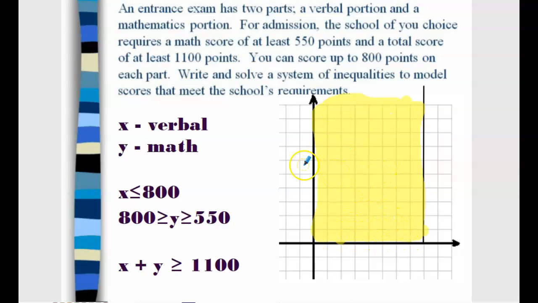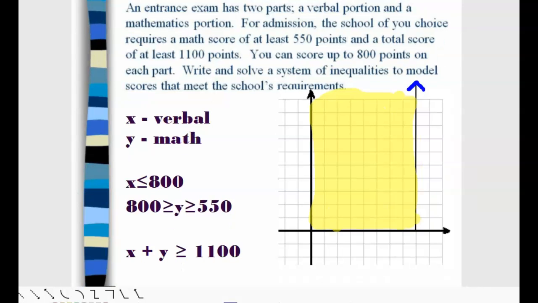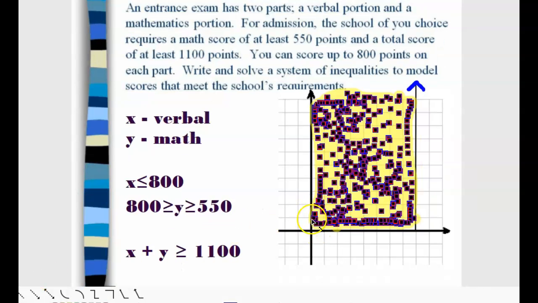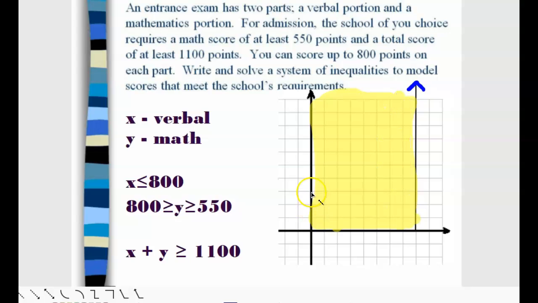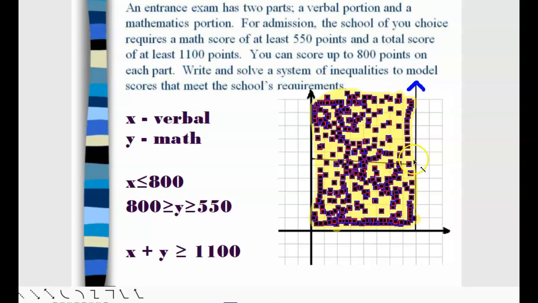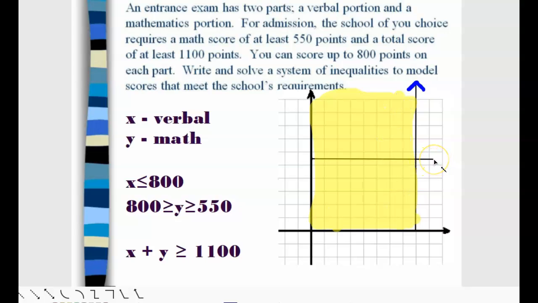Yeah, this just because of the computer programming, it didn't do it. And then my y values have to be between 550. So I'm going to have a horizontal line at 550. So 1, 2, 3, 4, 5, and then go between them. So that's 550.